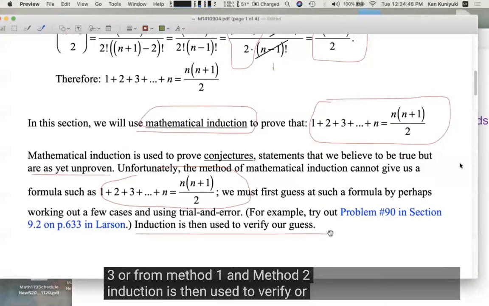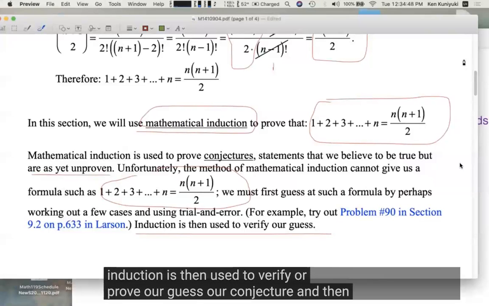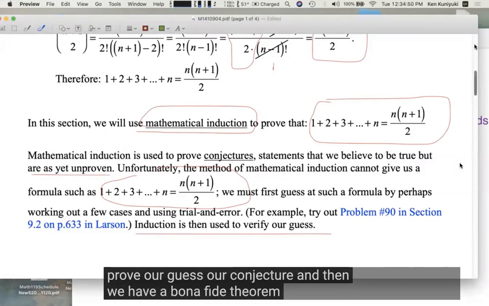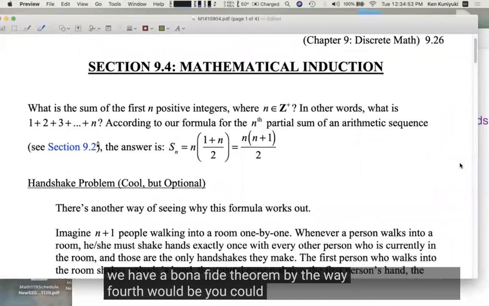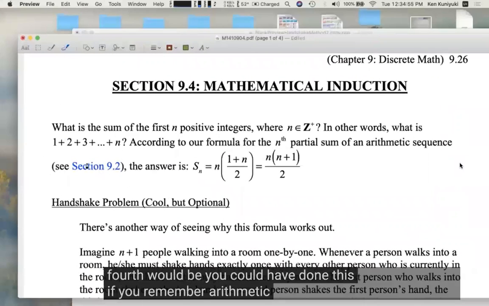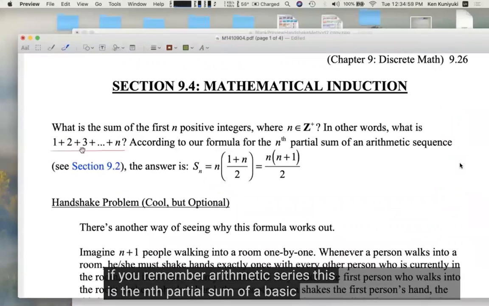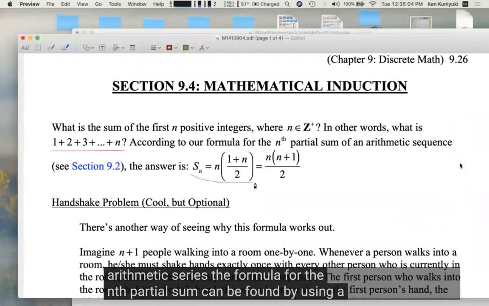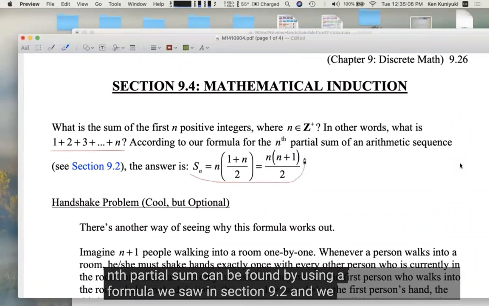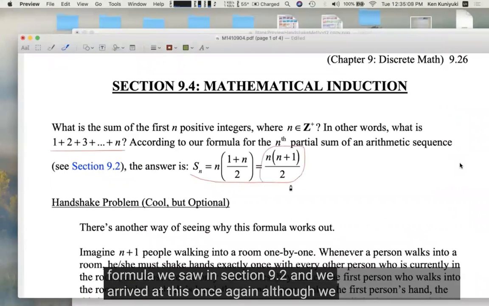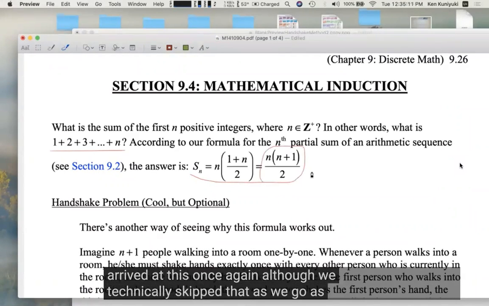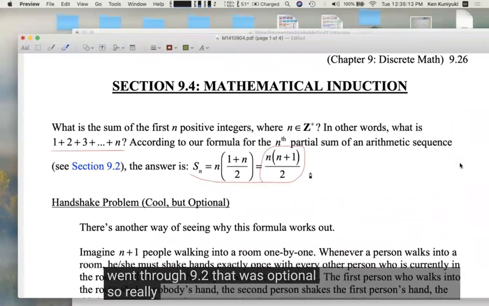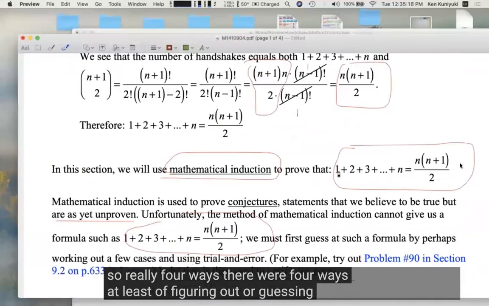Induction is then used to verify or prove our guess, our conjecture, and then we have a bona fide theorem. By the way, a fourth way you could have done this: if you remember arithmetic series, this is the nth partial sum of a basic arithmetic series. The formula for the nth partial sum can be found by using a formula we saw in section 9.2, and we arrive at this once again. Although we technically skipped that as we went through 9.2, that was optional. So really, there were at least 4 ways of figuring out or guessing this.